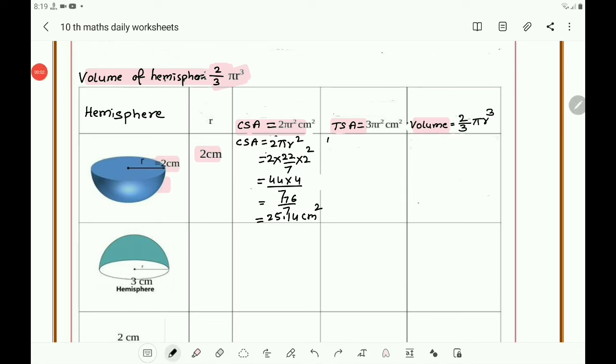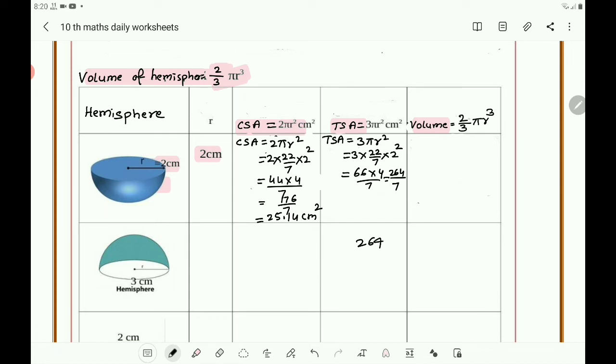Next you take TSA. TSA equals 3 pi r square. Then you write 3 into 22 by 7 into r is 2, write 2 square. That equals 22 3s are 66 into 4 by 7. That equals 6 4s are 24, 6 4s are 24 plus 2, 26 by 7.